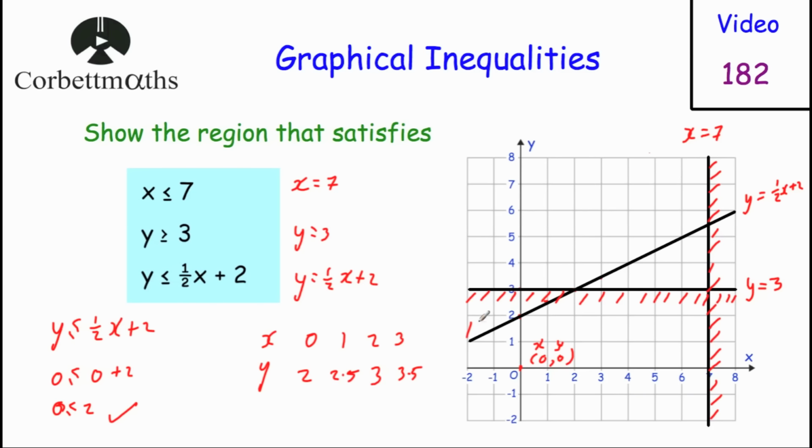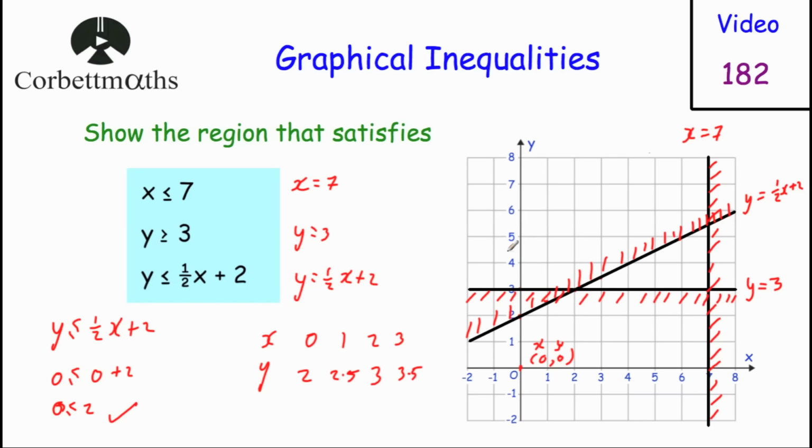So what we're going to do is shade in above the diagonal line, like so, to show that anything above this line is rejected and anything below is accepted. And then as you can see, we're left with this triangle, and inside this region it satisfies all three of these inequalities.